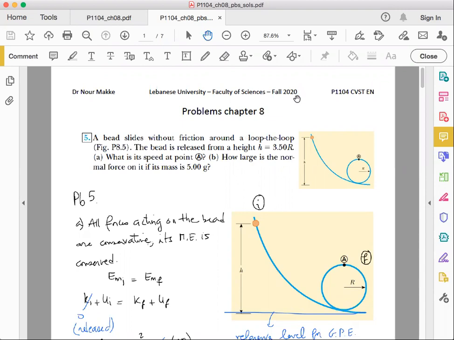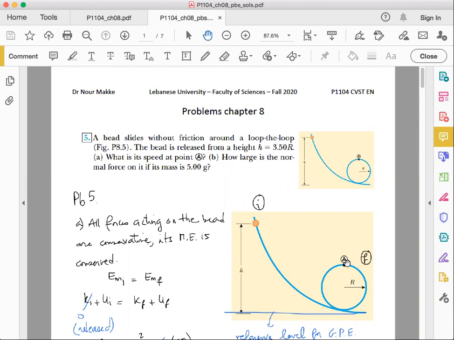So we have here the figure, and this is the loop-the-loop. The bead is released from a height h equals 3.5 r, where r is the radius of the circle. What is the speed at point A? So the point A is the top point of the circle. And how large is the normal force on it if its mass is 5 grams?